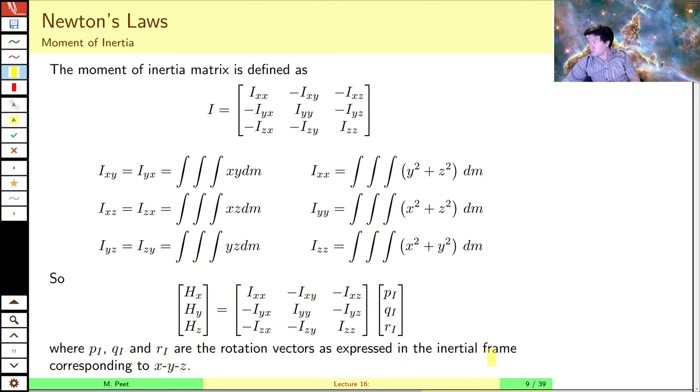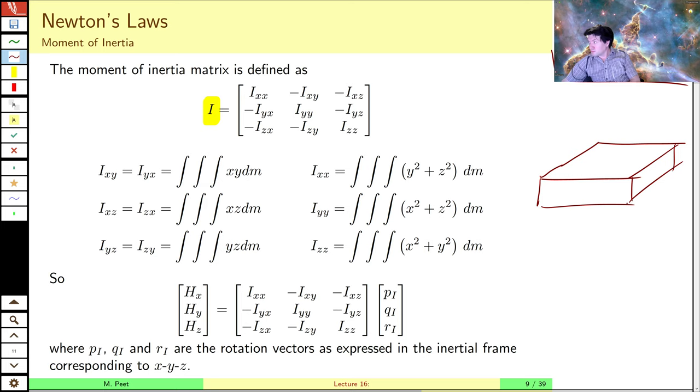So what's this I that I introduced? This inertia tensor, inertia matrix, is a matrix, so we can start with that. It has 9 components, as a 3x3 matrix should. And what are these components? Well, if we draw a spacecraft here, what does a spacecraft look like? It could look like that. Maybe something like the Starlink spacecraft.